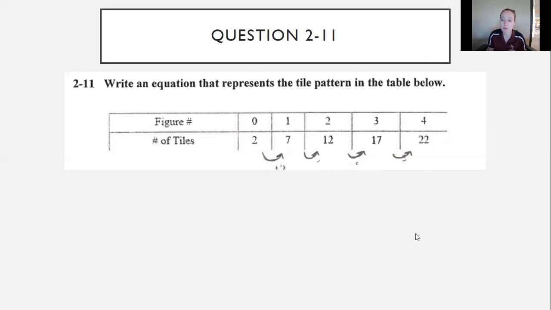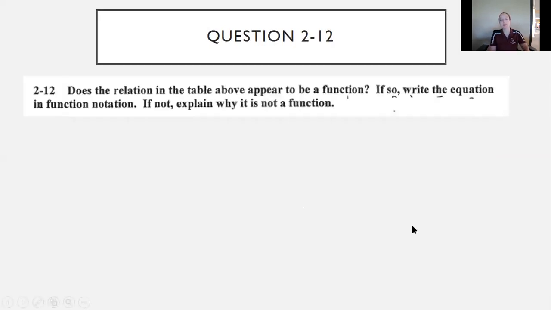Okay. So this next question asks, does it appear to be a function? So remember functions, those are the soda machine examples. Did we have any repeating buttons, meaning, did we have 2 repeating inputs? And in our table, we didn't. We had a 0, 1, 2, 3, and 4 for our input. And so for every input, we had 1 and only 1 output, which means that yes, it is a function. So that means we now need to write this equation in function notation.